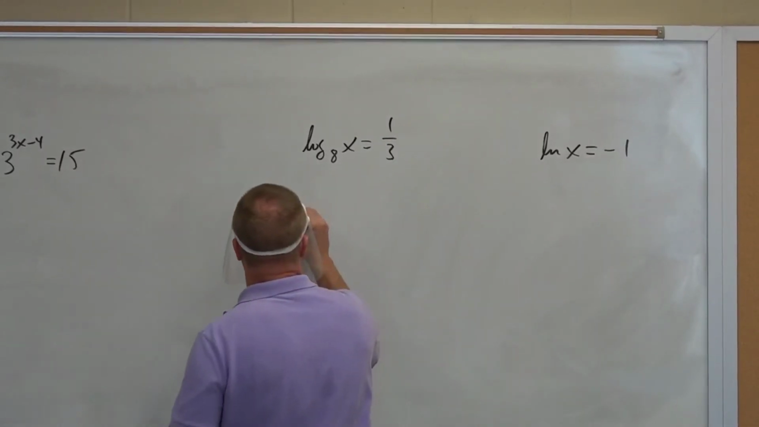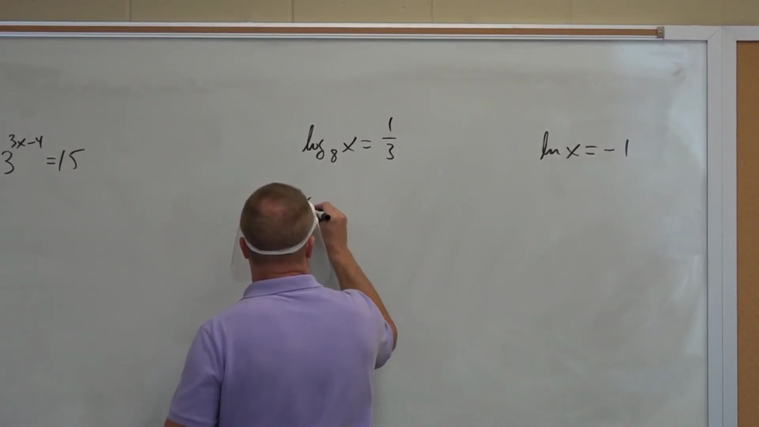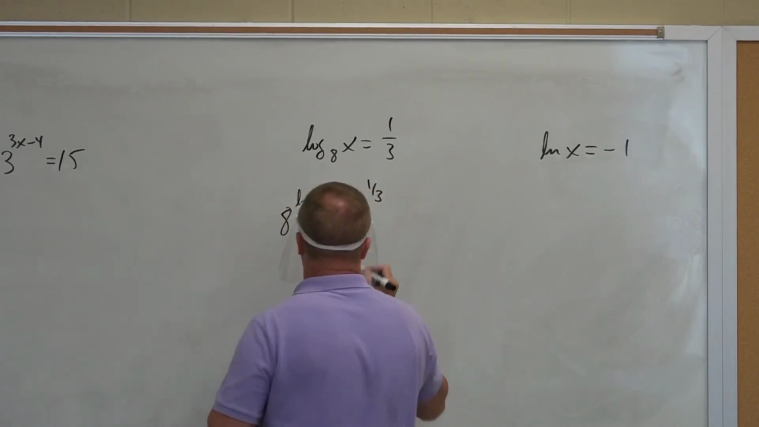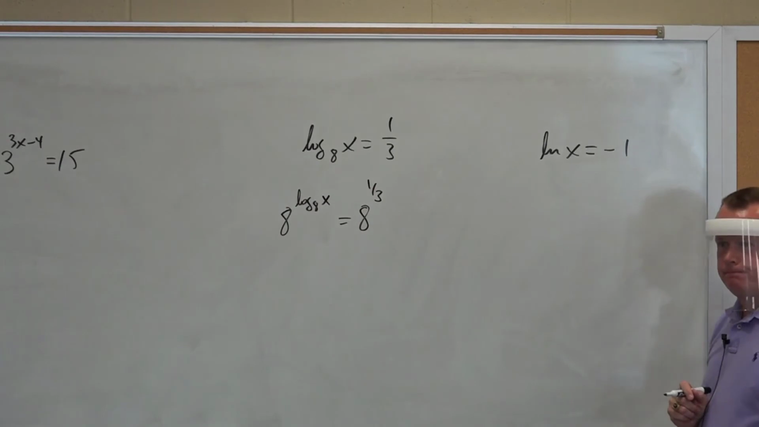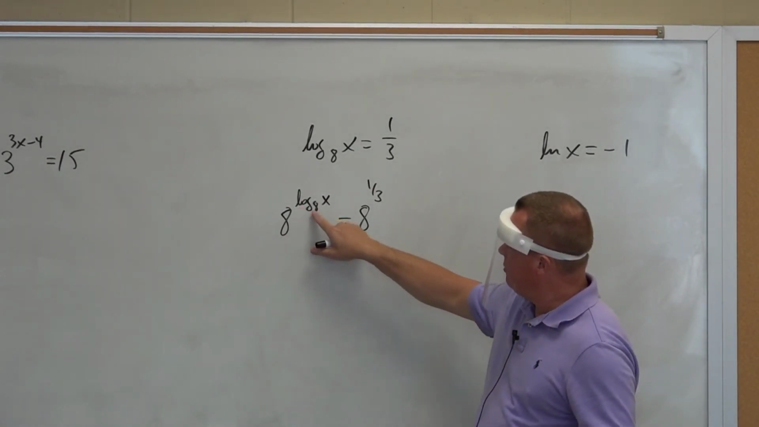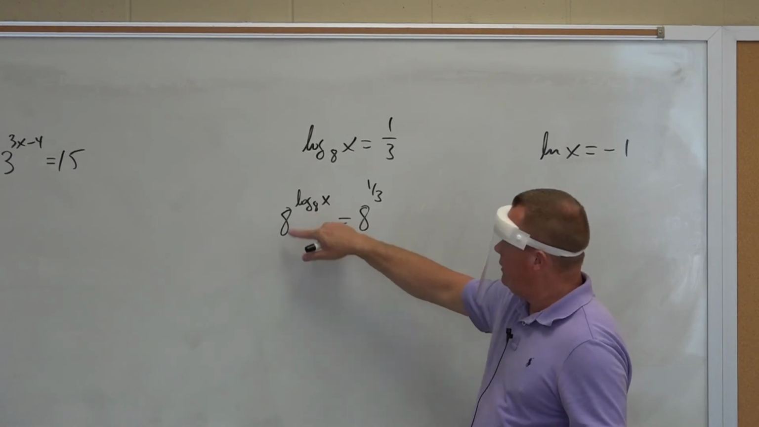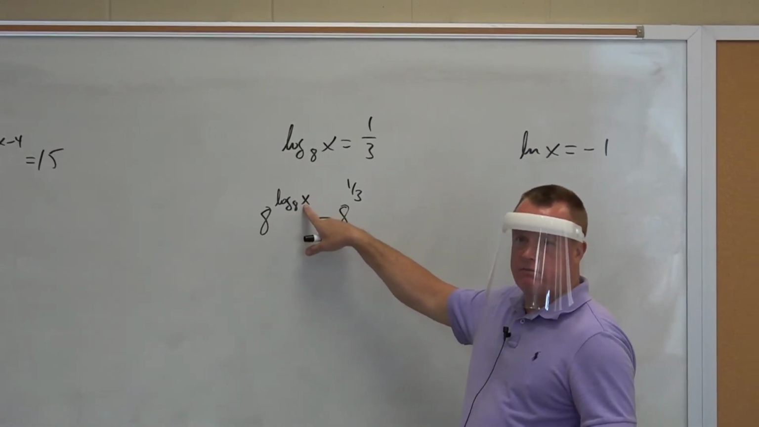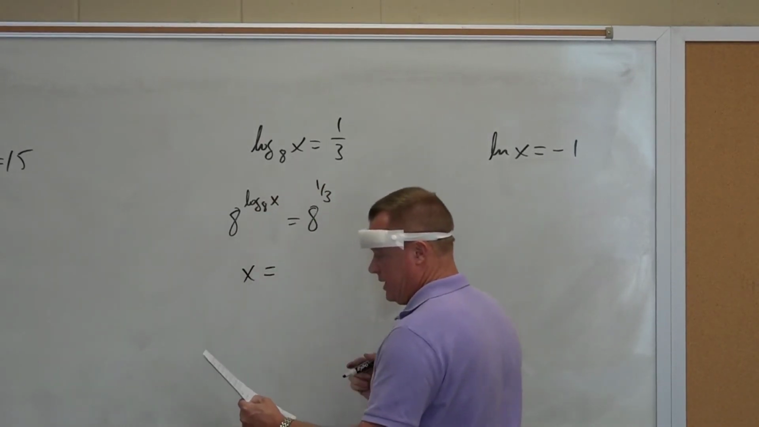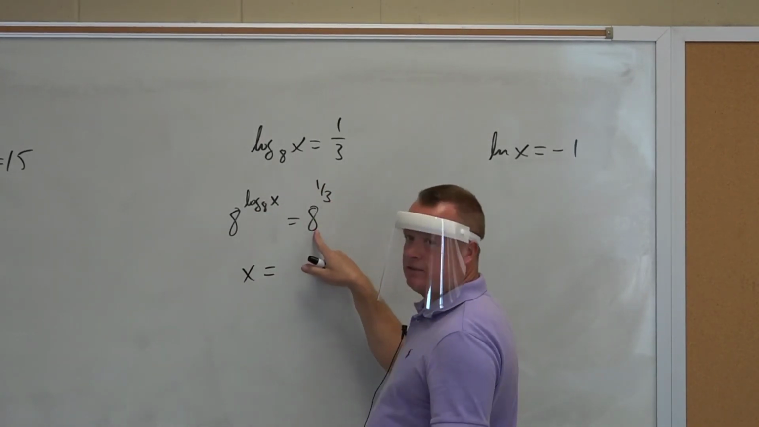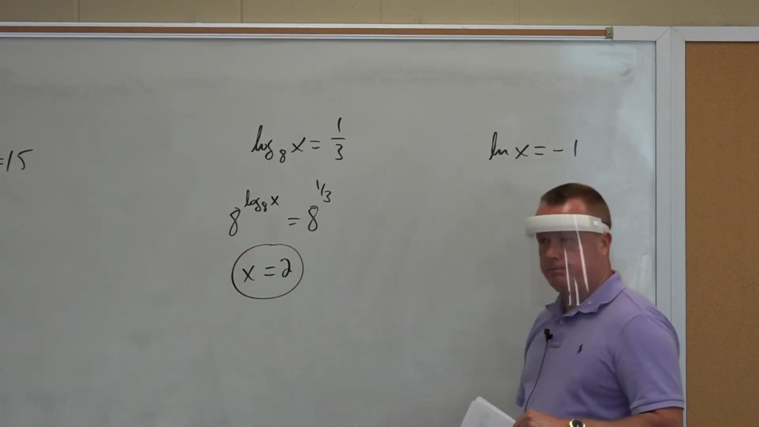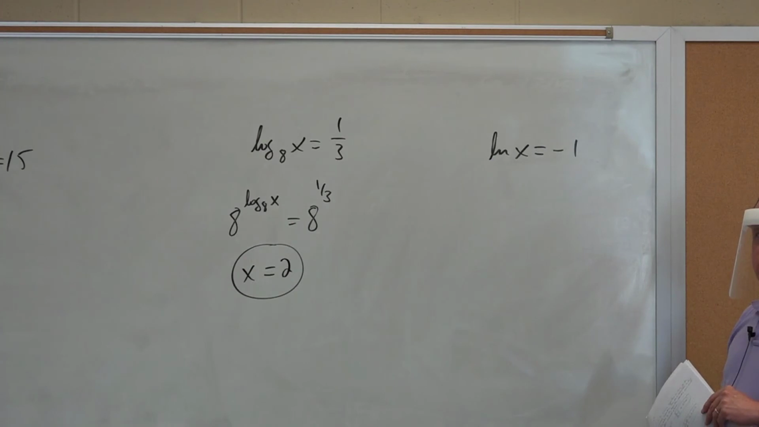So I would have 8 to the log base 8 x power equals 8 to the 1/3 power. Okay? And then the property says if I've got 8 to the log base 8 power, all this is just going to be whatever that is. All right, so x equals, which is what we're wanting, and then the cube root of 8 is just 2. X is 2. Okay? Questions about that?